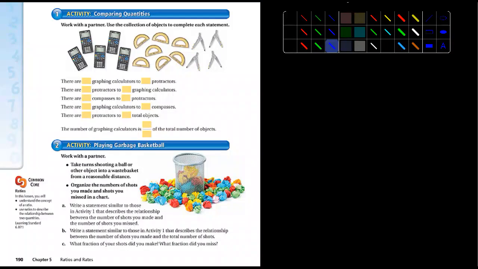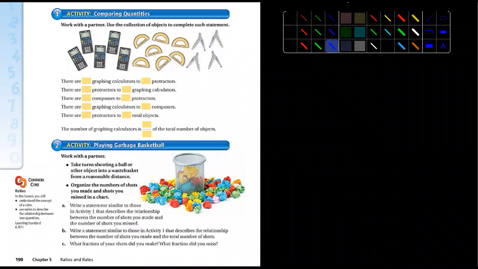Okay, so we are starting chapter 5, and we just did some review on some fractions. So it says, activity 1, work with a partner and use the collection of objects. These are the objects they're talking about: calculators, compasses and protractors.